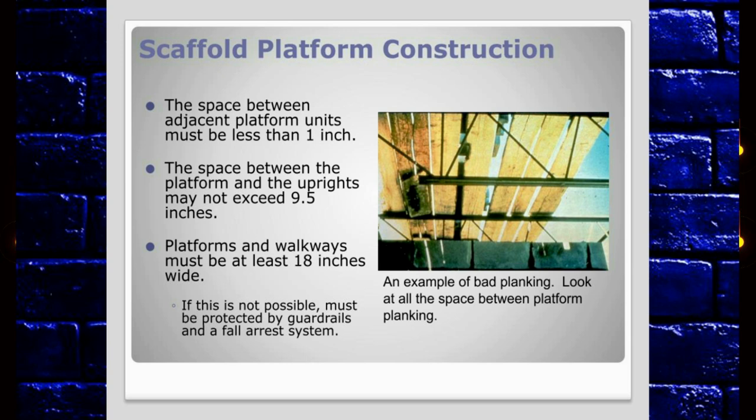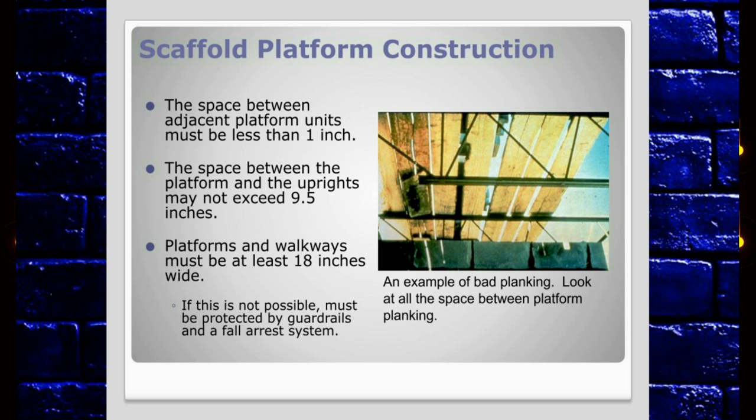Scaffold platform construction. The space between adjacent platform units must be less than 1 inch. The space between the platform and the uprights may not exceed 9.5 inches. Platforms and walkways must be at least 18 inches wide. If this is not possible, it must be protected by guardrails and a fall arrest system.